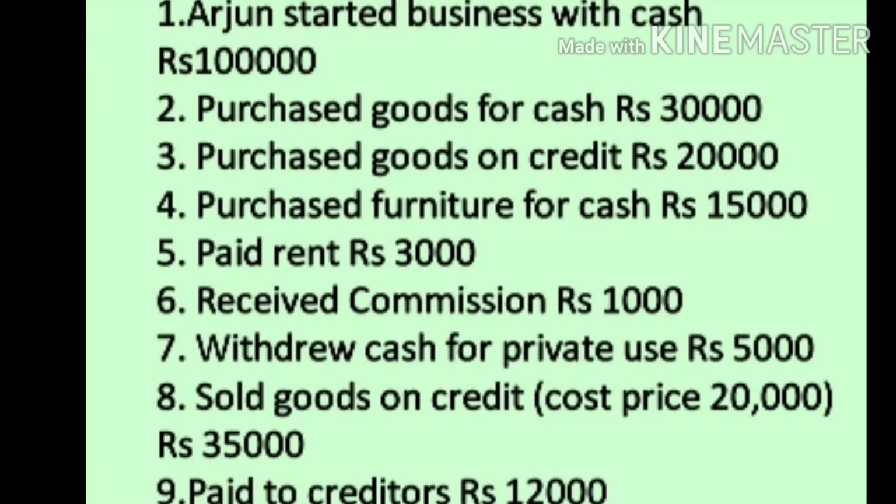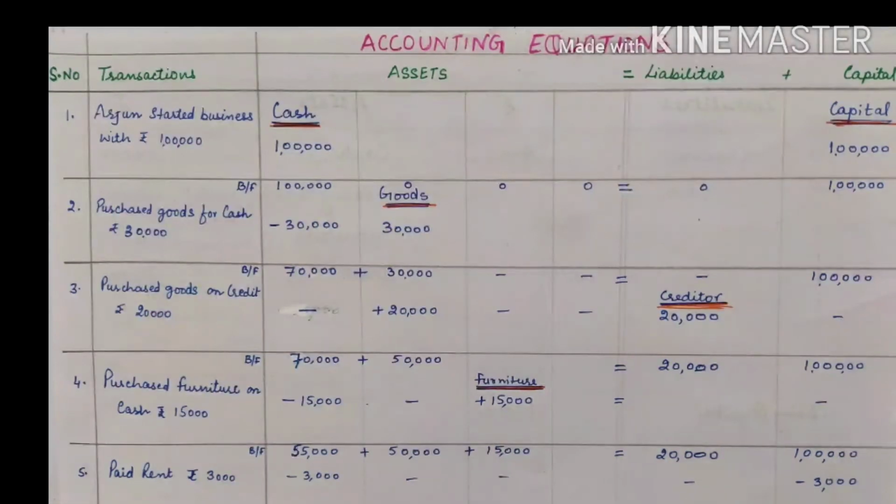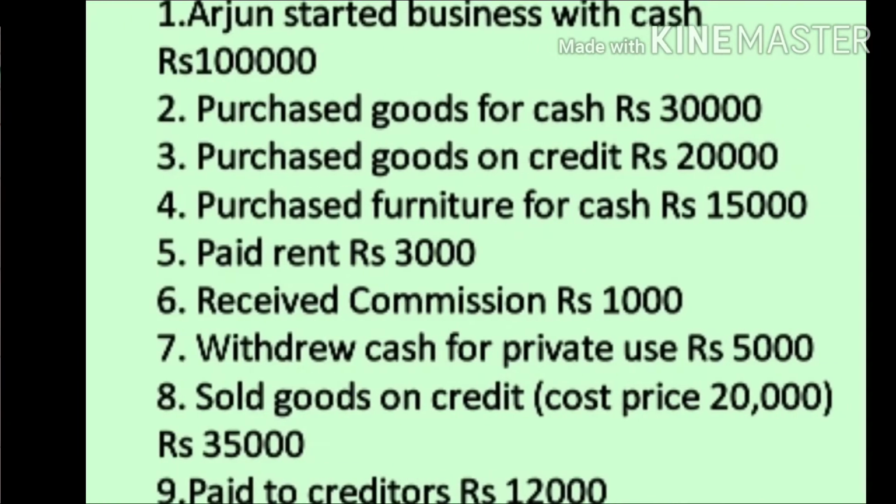Here is the question: Arjun started business with cash rupees 1 lakh. This can be expressed in the form of accounting equation, which is assets is equal to capital plus liability. Accounting equation signifies that assets of a business concern are the result of either capital invested by a businessman, here the businessman is Arjun, in business, or liabilities created with the help of outsider parties. So the statement shows that Arjun is doing a business by bringing cash in the form of capital.